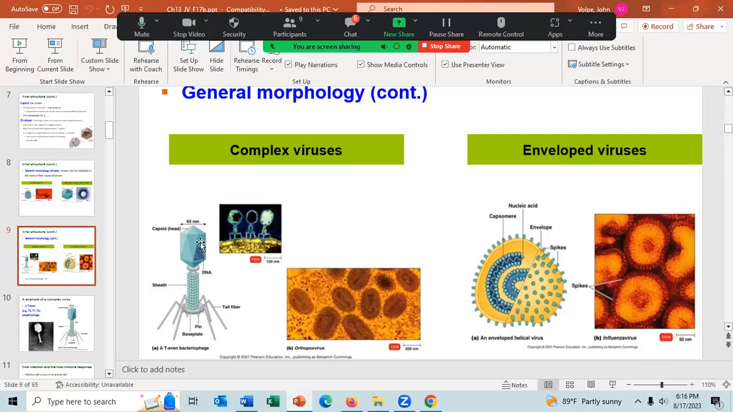This is a naked virus. It doesn't have an envelope around it, but there's the capsid. And we'll talk a little bit more about this virus.